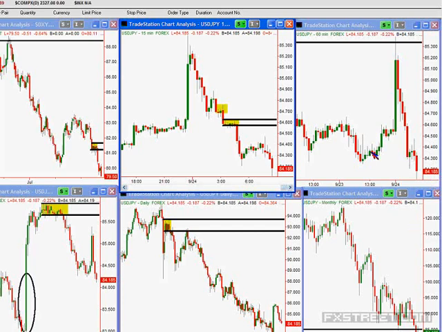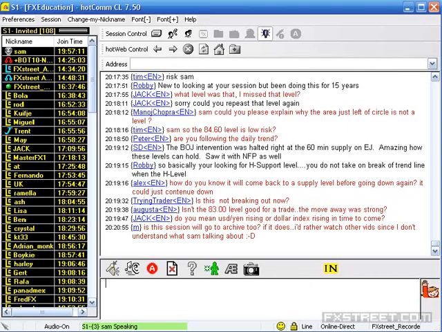All right, let's go to another market, and a market we spent a lot of time on the week before last here at FX Street, the pound. And we can come back to the end.